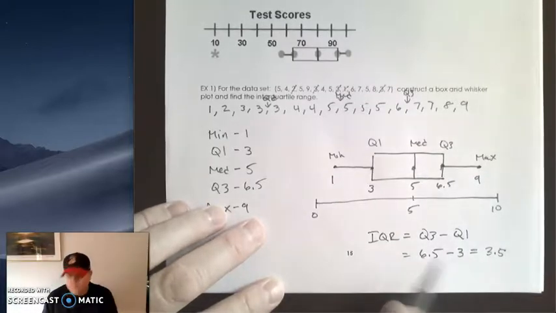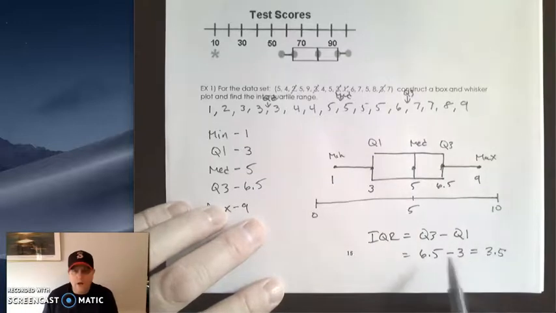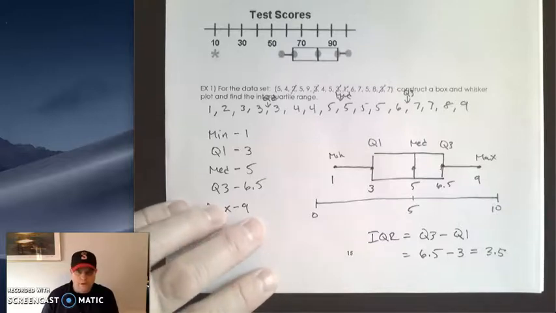Now, a couple of things really quickly. The interquartile range is a nice way to show dispersion because it eliminates any outliers that you may have. So outliers really distort the range, but the interquartile range is a nice way to show the dispersion of the data.